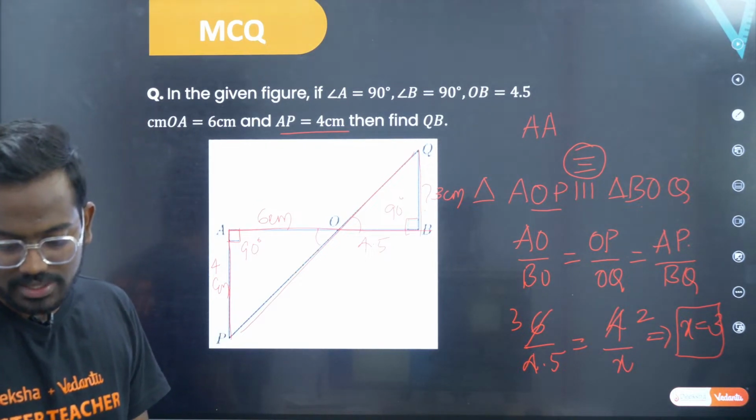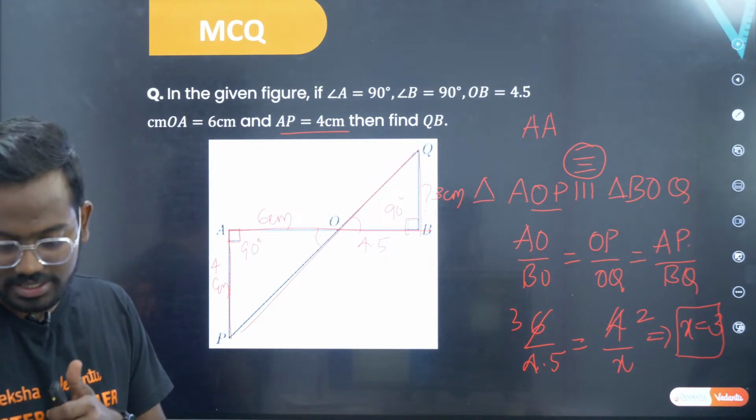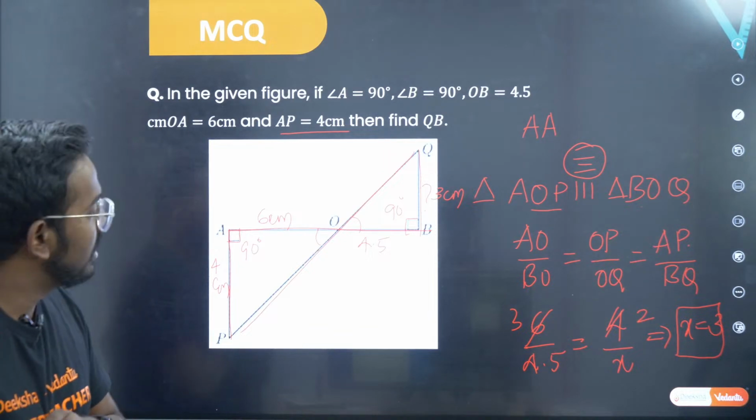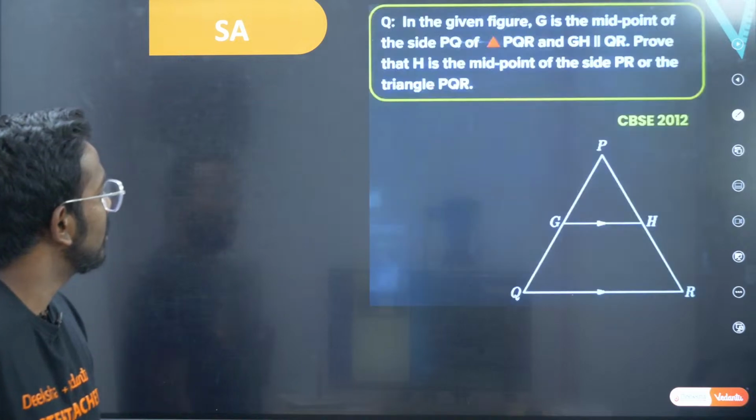Yes sir, QB is equal to 3 centimeter. Mahalakshmi says yes sir. She gives a thumbs up, and Nidhi Nayak says QB is equal to 3. Well done Nidhi, super. So let's take up the next question now.